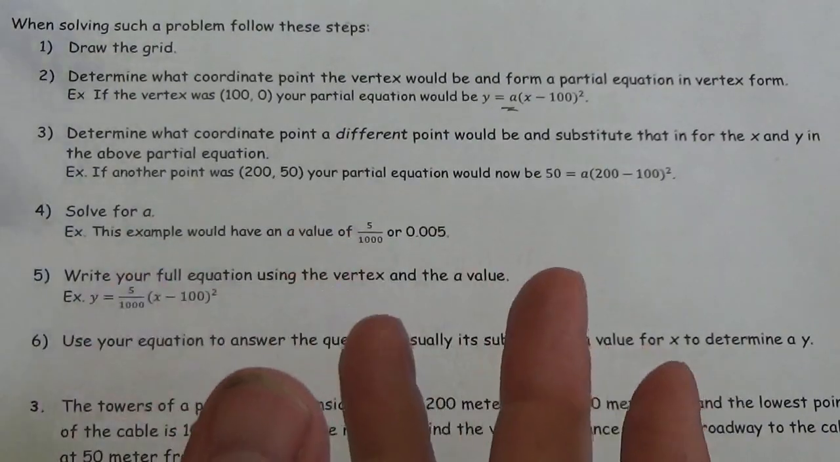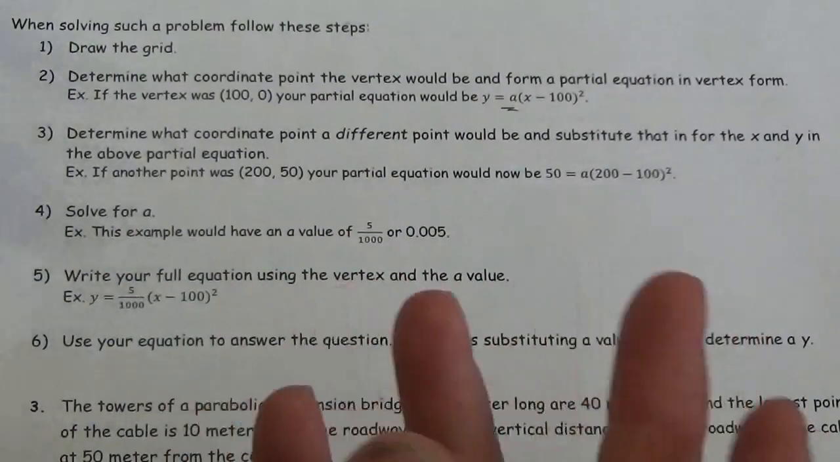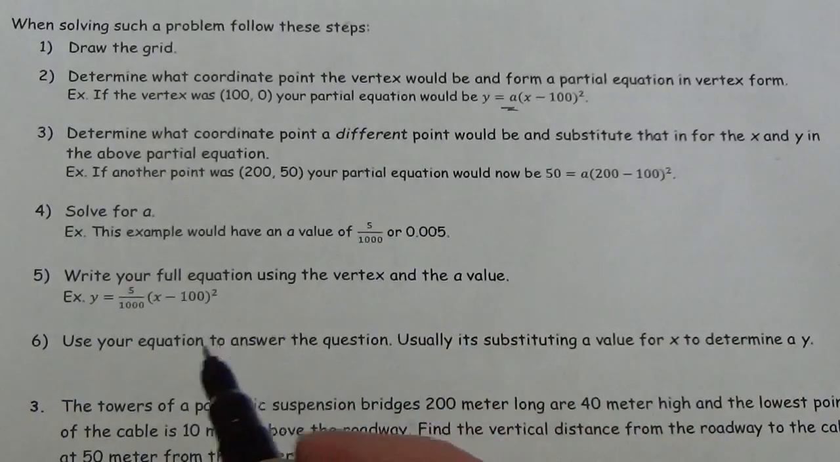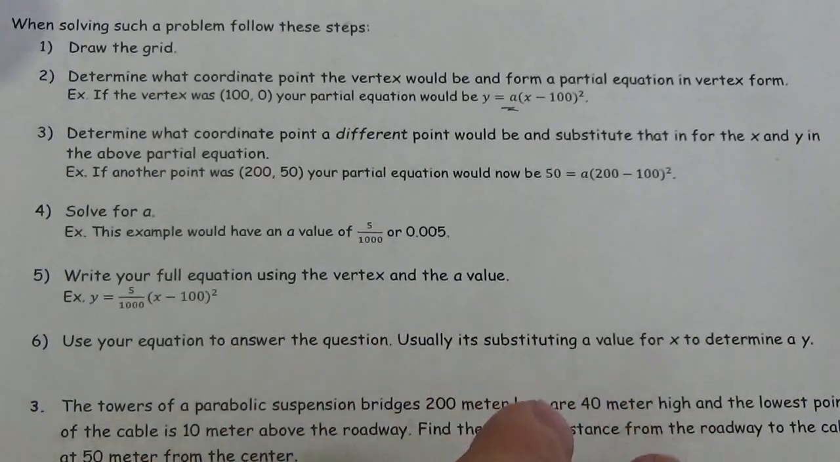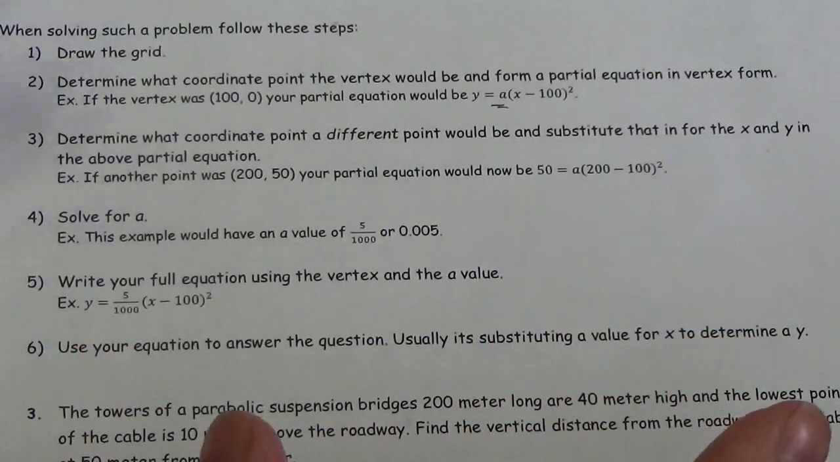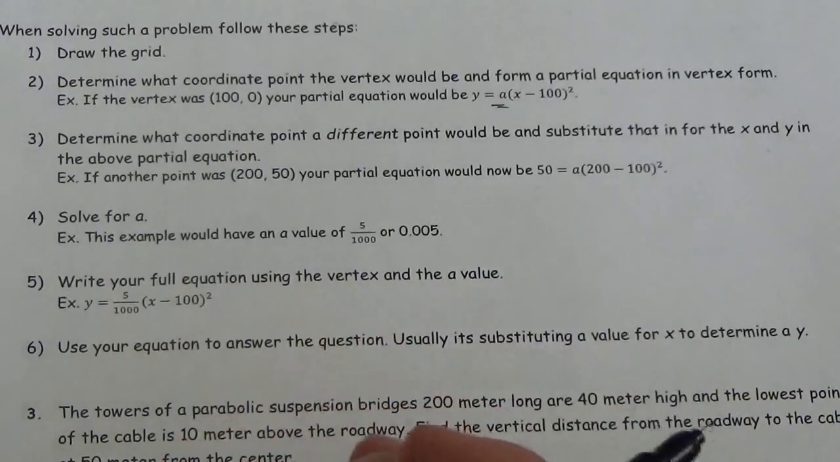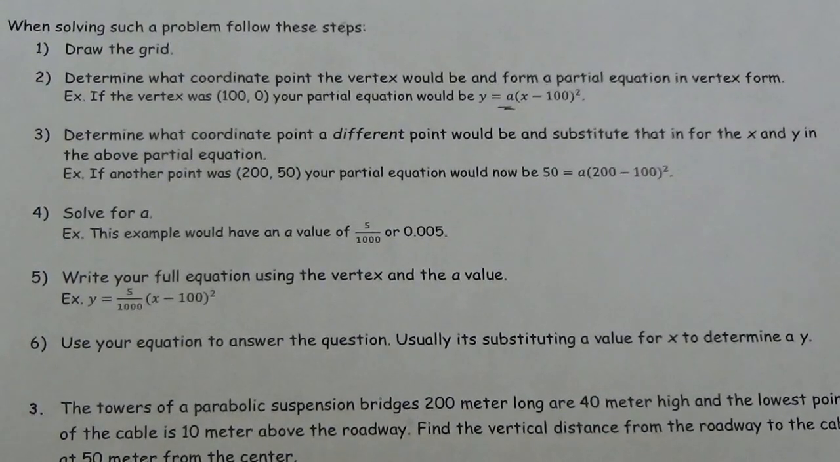You're going to be given information about some object, usually a bridge. You should be able to find the vertex and another point on the graph, put those together to get the equation, and then you're going to be asked to find yet another point. So let me walk you through a problem, and I'll do it in two different ways to show you how there really are multiple approaches to these kinds of problems.